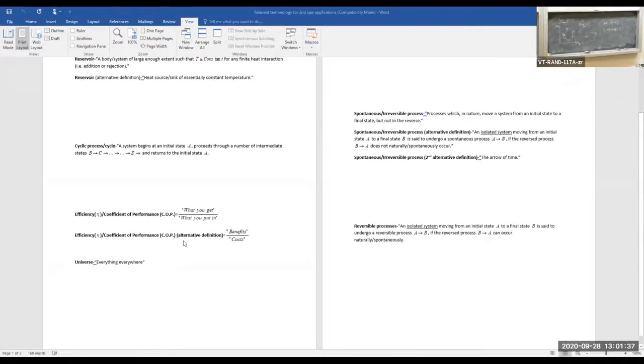Efficiency. We actually don't have a picture for this one, but we know about what efficiency is. Efficiency is a benefit over a cost. We just did a problem involving a refrigerator and a heat pump. There's also heat engines, and they have their own definitions for coefficient of performance or efficiency. Okay?